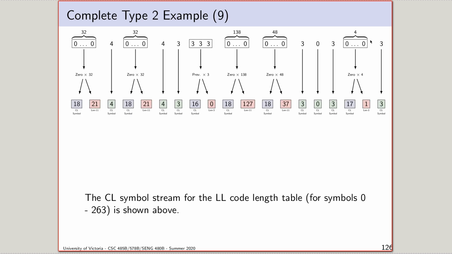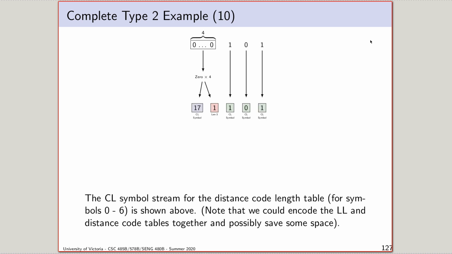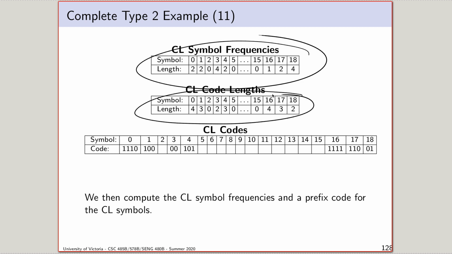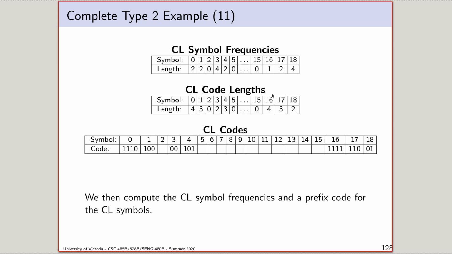Okay, so I have these two things, these two sequences of CL symbols. Using these sequences, I can now compute the frequency of each CL symbol. And from that, I can use Huffman coding and compute the code lengths. And then from that, I think it's better to go backwards. From the code lengths, I go backwards and I compute my table of CL codes. So I run it through the standard algorithm, and I get this sequence of codes.